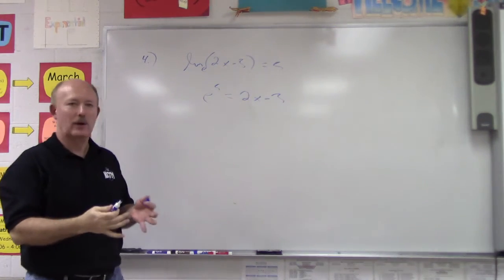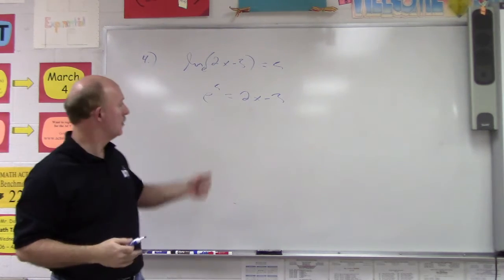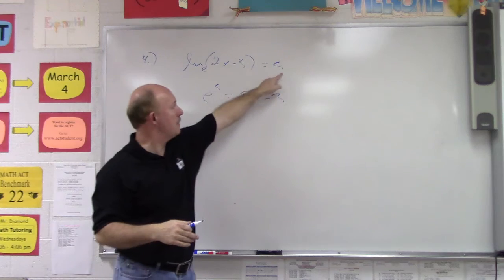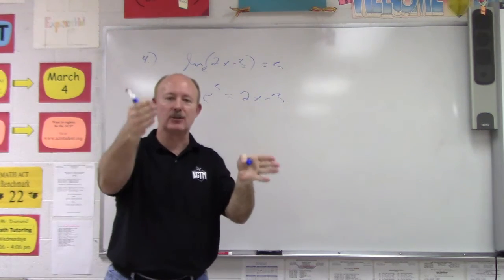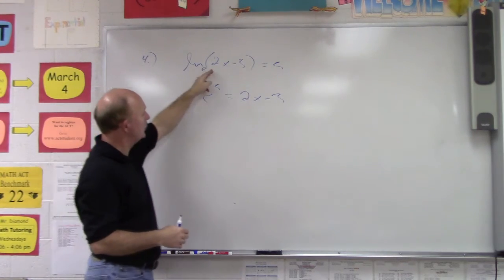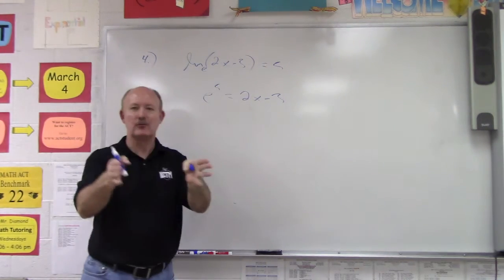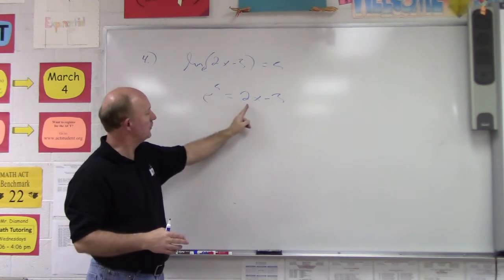To solve a natural log equation, that's basically all you're doing: converting from natural log form or log form to exponential form. So we get e to the 5th power. Remember, a natural log is basically equal to your exponent, so it's a way of expressing an exponent. The 2x minus 3 is what we call the answer part of the exponent. Okay, e to the 5th power equals 2x minus 3.